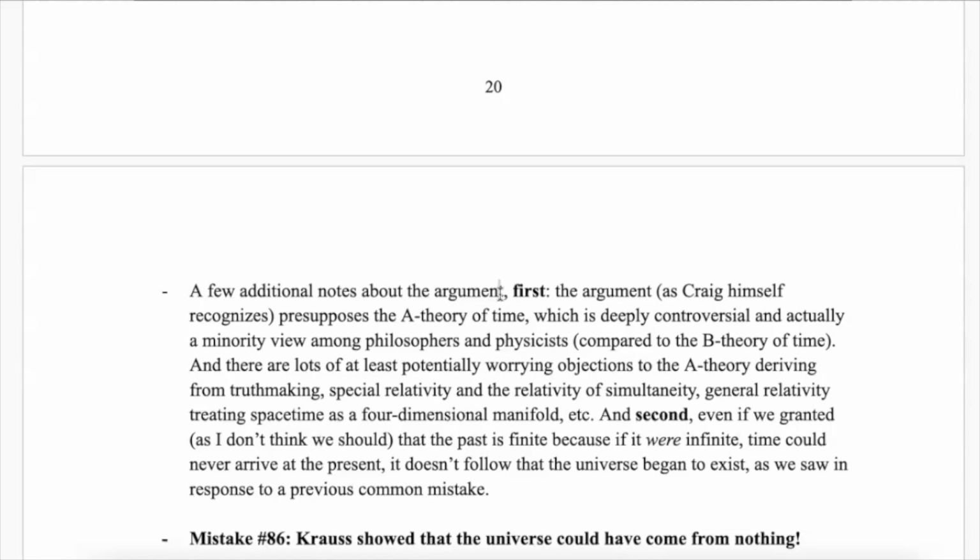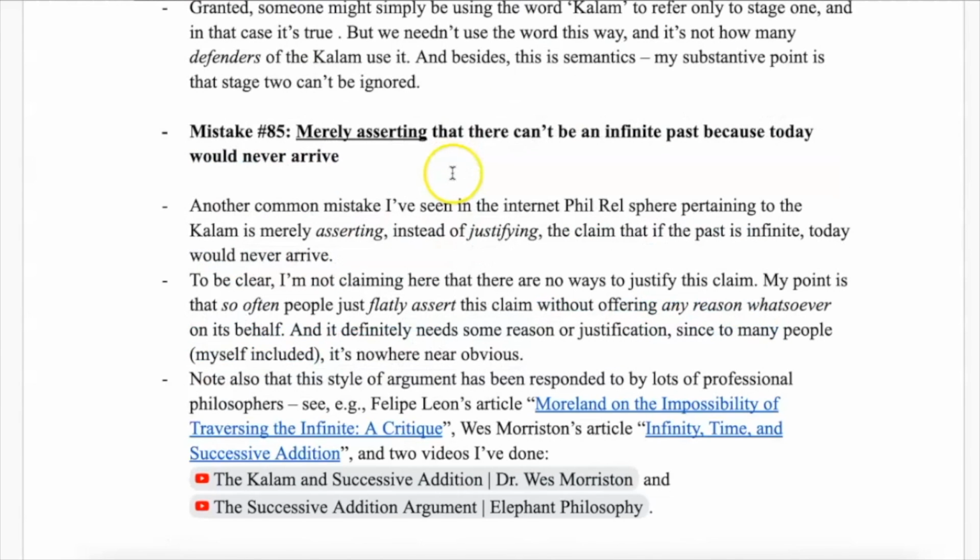And second, even if we granted, as I don't think that we should, that the past is finite, it doesn't follow that the universe began to exist, as we saw in response to a previous common mistake. So those are just 2 further additional comments that I want to make on this sort of argument. But anyway, the main mistake here that I want to draw attention to is that so often, especially on the internet, people merely assert that, oh, hey, there can't be an infinite past because today would never arrive.